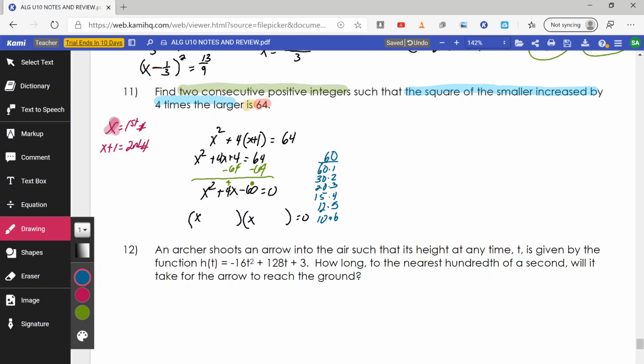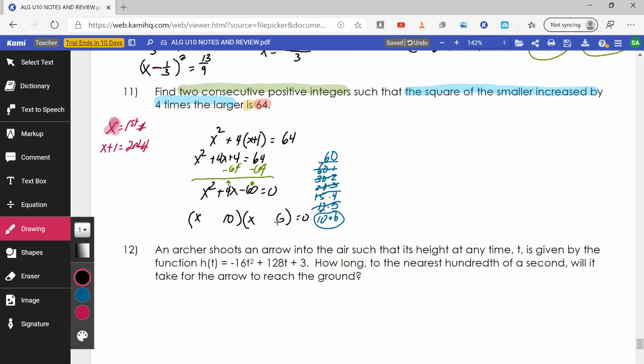So what we want to do is figure out the one that adds to 4. So 60 and 1 is totally out. 30 and 2: 30 plus 2, 30 minus 2, no way we get 4. Same with 20 and 3: 20 plus 3, 20 minus 3. 15 and 4: 15 plus 4 is 19, 15 minus 4 is 11. 12 plus 5 is 17, 12 minus 5 is 7. So 10 and 6 looks good. 10 plus 6 is 16, 10 minus 6 gives me 4. So 10 and 6 are the numbers we're going to be dealing with.